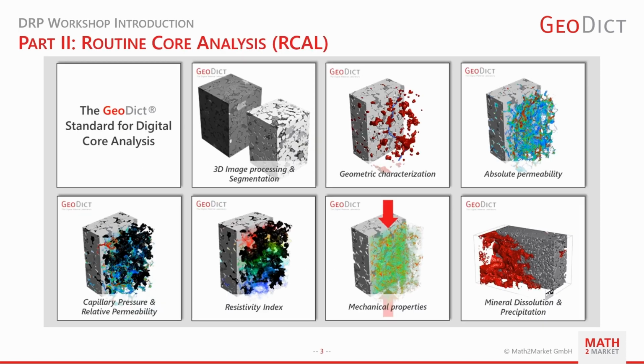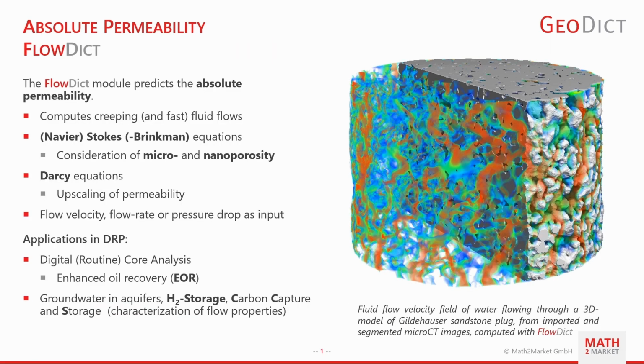As already mentioned, in the second part of the digital rock physics workshop, we will focus on the computation of absolute permeability, capillary pressure, and relative permeability on a segmented Gildehaus sample. We will use the module FlowDict to compute the absolute permeability of fluid flow fields using the Navier-Stokes, Stokes-Brinkman, or Darcy equations. On the right-hand side, a 3D representation of a Gildehaus sandstone with its corresponding computed flow field is visualized. With GeoDict, important information about digital rock samples and fluid flow behavior can be gathered.